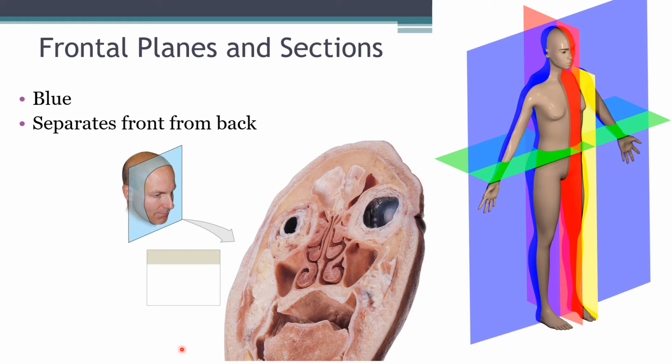And you can see an example of a frontal plane, a frontal section, in this image here. So doing a frontal section through the head lets you see some of the structures in the head, the sinuses, and the inside of the nasal cavity and the oral cavity. And this will give you a different perspective than if you were to do a sagittal section through that same structure in the body.